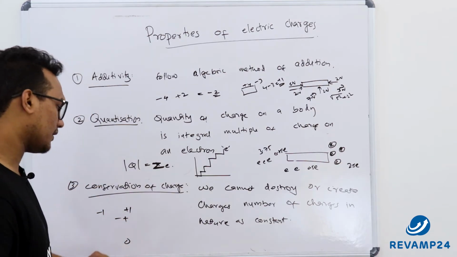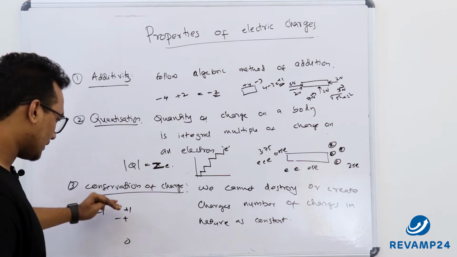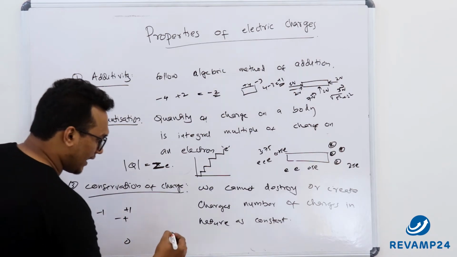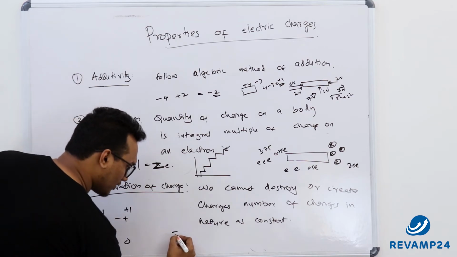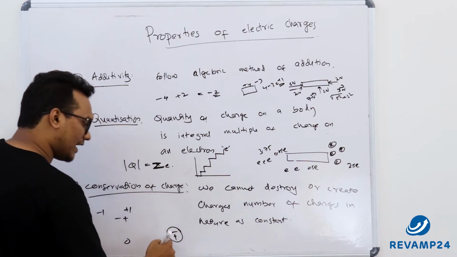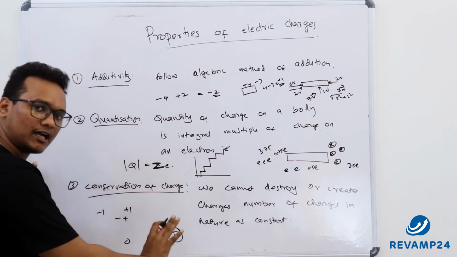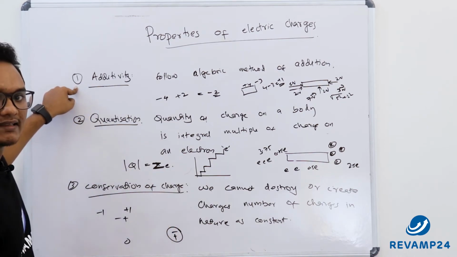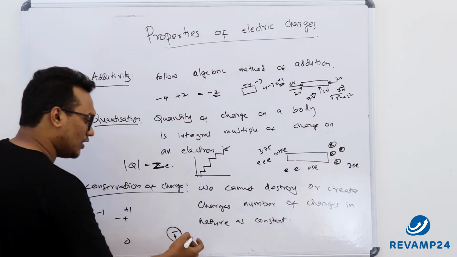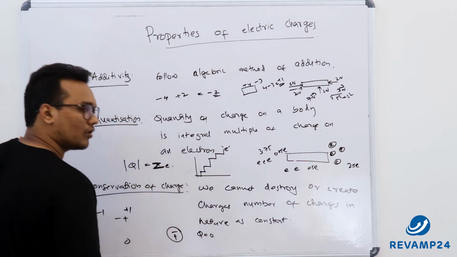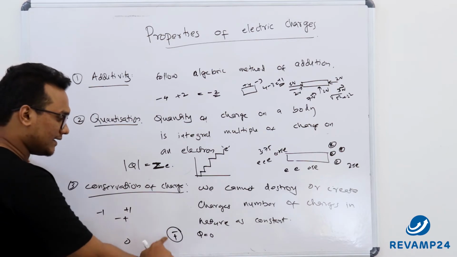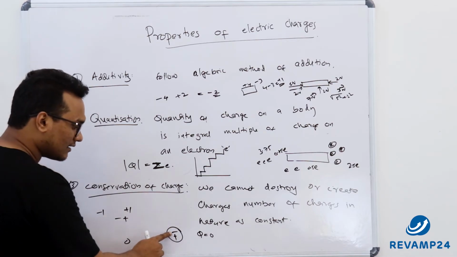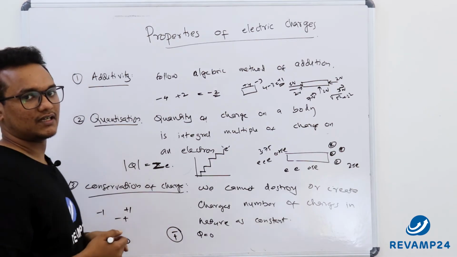But this is not the right explanation. When we are adding a negative charge and a positive charge on a body, there are negative and positive charges in that body. But when we find the net, we are adding the numbers. So just the net value has become 0, Q is equal to 0. But that doesn't mean that it has no charge. It has an equal number of positive and negative charges.